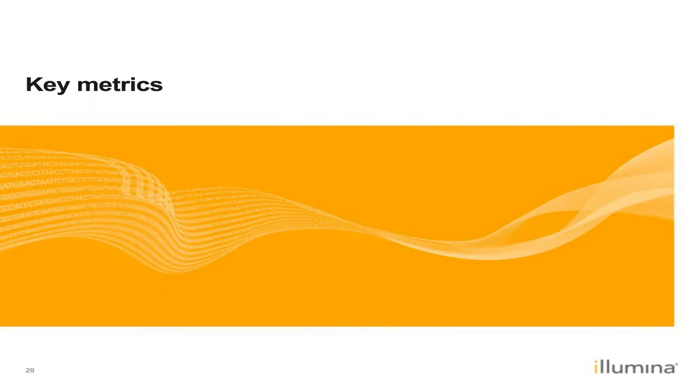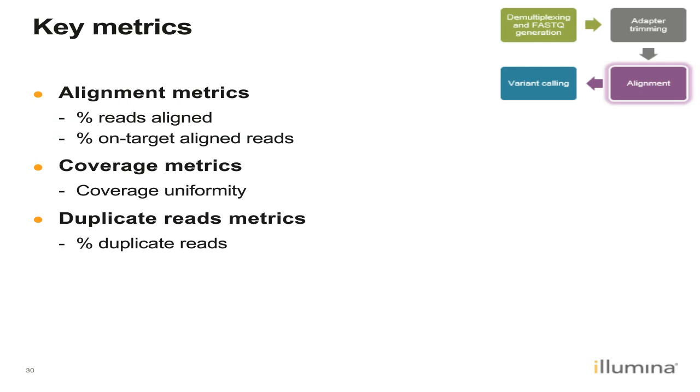Okay, so we're going to talk about some key metrics here. We'll go into these in a little bit more detail. We're going to look at alignment metrics. We've already talked a little bit about the percent reads aligned. We're going to talk about on-target alignment, coverage uniformity, and duplicate reads.